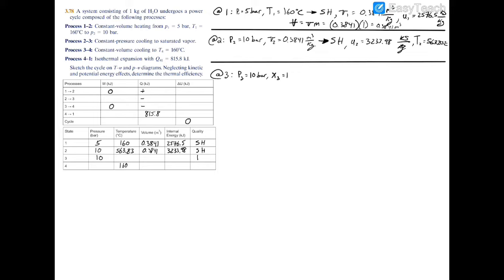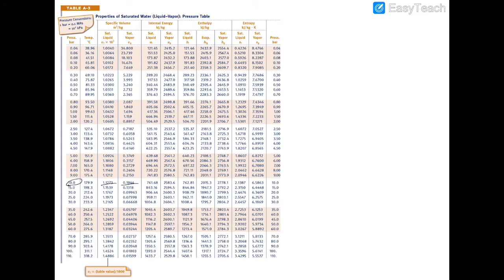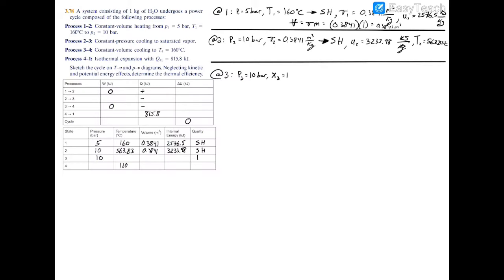All right, so next up at state 3, we have 10 bar as well as a quality of 1, so a saturated vapor. We can just go to our saturated tables, obviously, because we're in the saturated vapor region. Here we are at 10 bar and x equals 1. We'll have a specific volume of 1944, and a specific internal energy for saturated vapor of 2583.6 kilojoules per kilogram. And I almost forgot, we also need the temperature, which is 179.9 because you're at the saturated state.